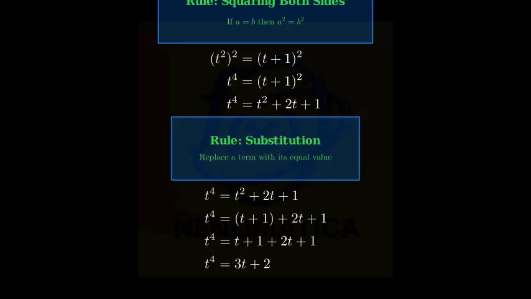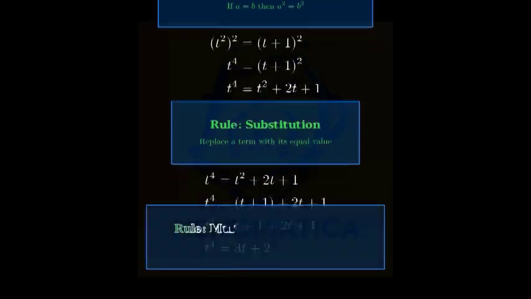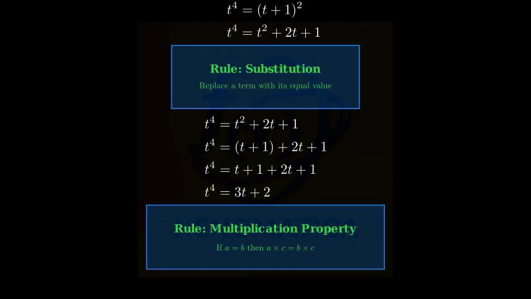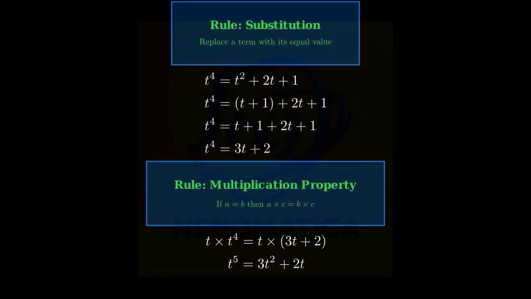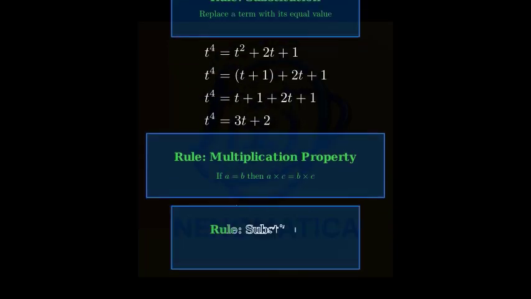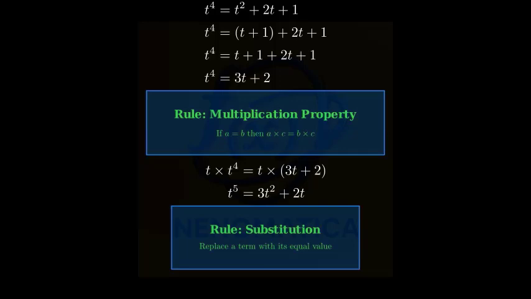To find t to the fifth power, we'll multiply both sides of our equation by t. Let's multiply both sides of t to the fourth equals 3t plus 2 by t. This gives us t to the fifth power equals 3t squared plus 2t. Now, we'll substitute t squared equals t plus 1 again to simplify our expression further.